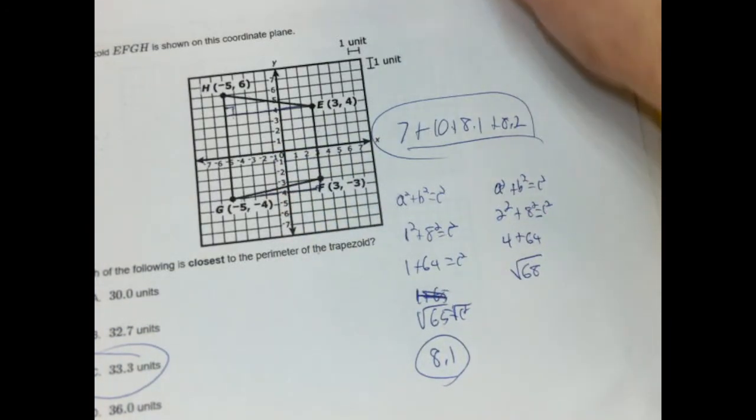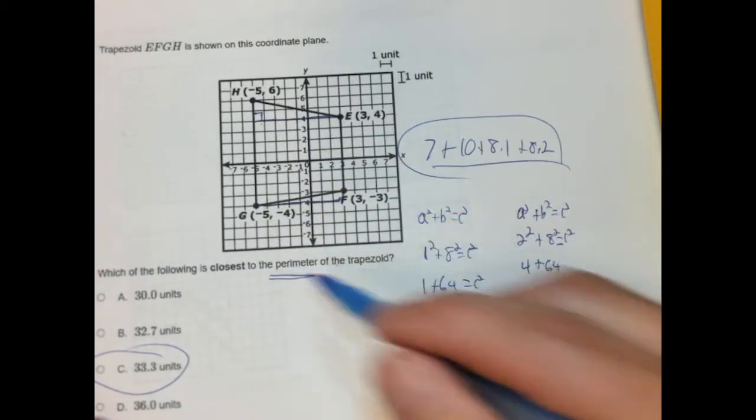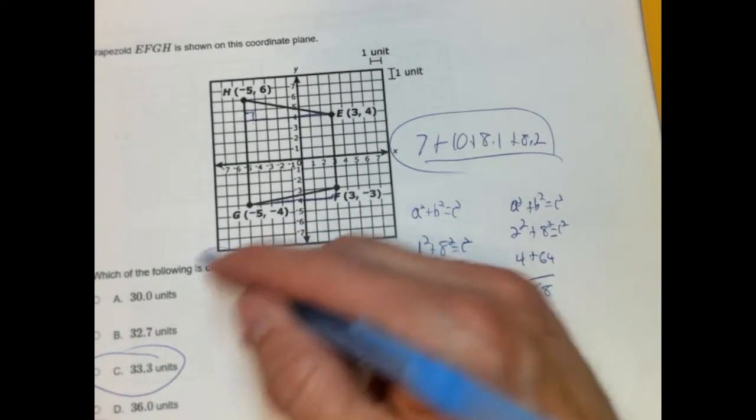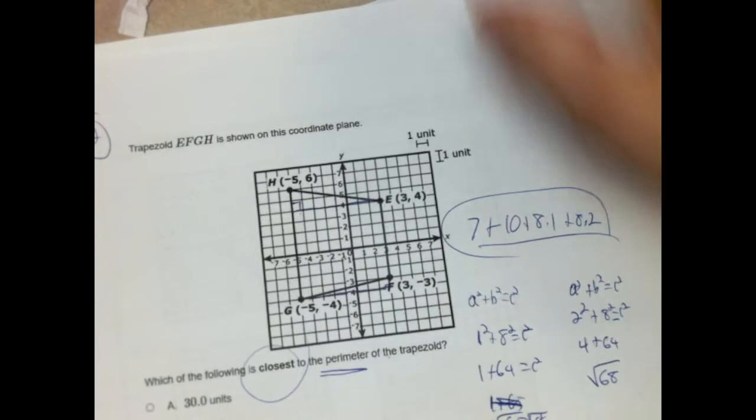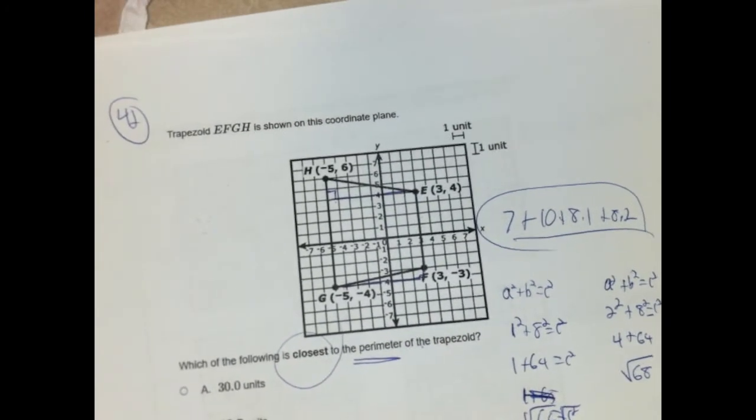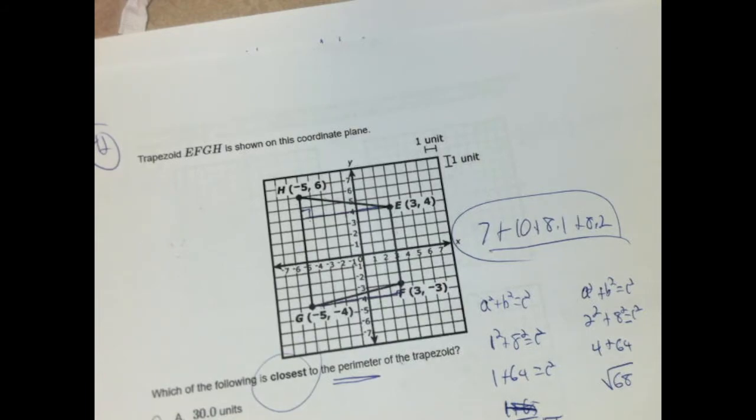So that's it. And obviously, you need to know what perimeter is too, which means length around, and we know it's an estimation because they say closest to. But that is that. That is all the questions on the 2021 Math MCAS.